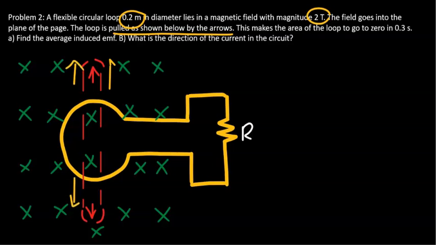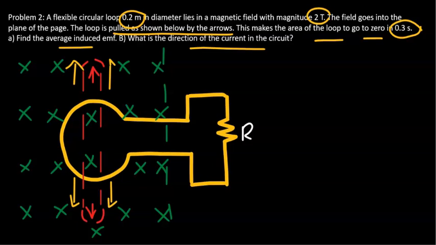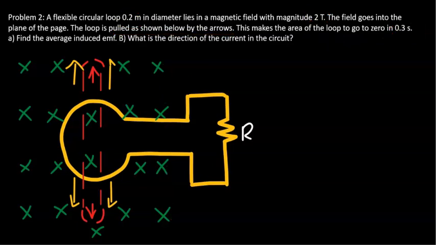so as to change the effective area of the loop. Now this makes the area of the loop reduce and finally go to zero at 0.3 seconds. Find the average induced EMF and also what is the direction of the current in the circuit. Because we note that the magnetic field ends at that border. So this is a field-free region, and the magnetic field exists only to the left of this dashed line.